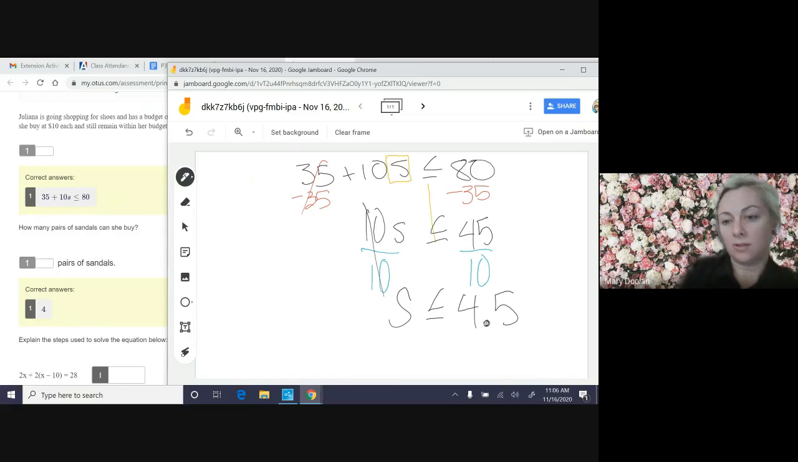It goes in 4.5 times, basically, 4 5/10. And well, you can't buy a half a pair of sandals. That doesn't make a lot of sense.